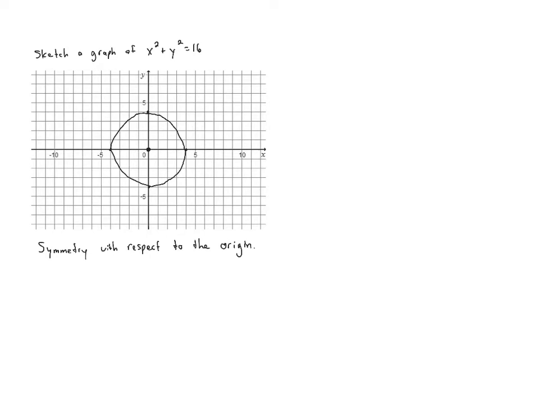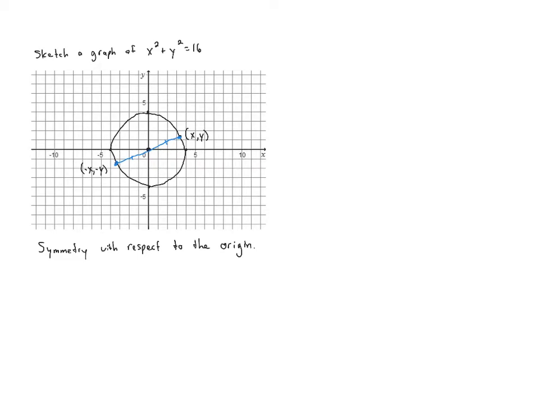Now what this means is if we have a point x comma y that is on the graph, then the point negative x comma negative y, which is reflected across the origin, will also be on the graph. What this means effectively is that if we've got one point on the graph and we go through the origin and then we go an equal distance in the other direction, that other point is also on the graph.